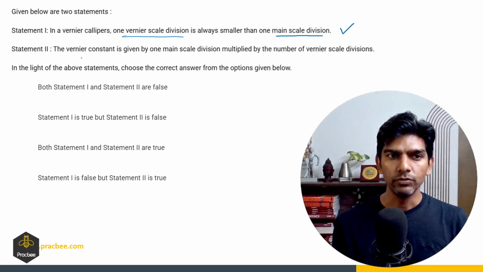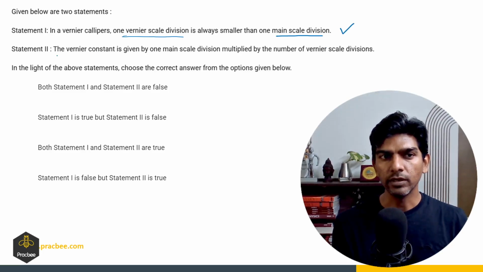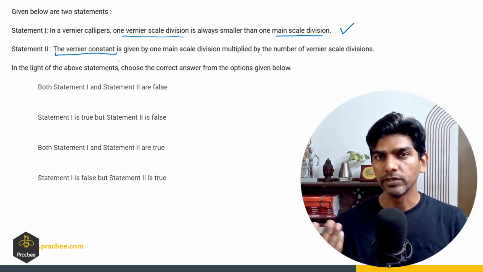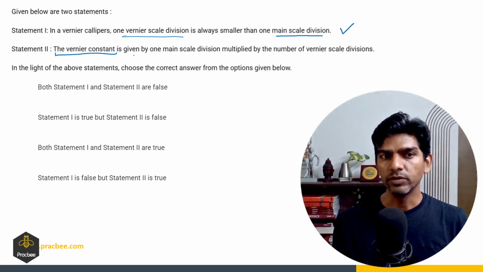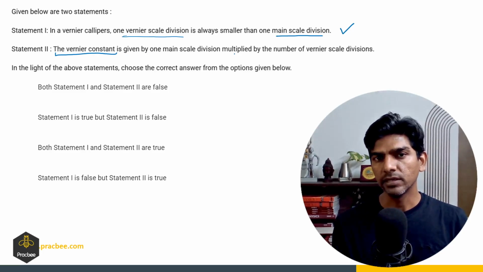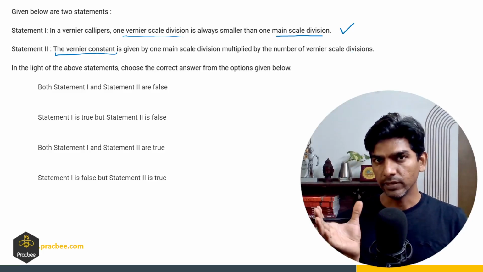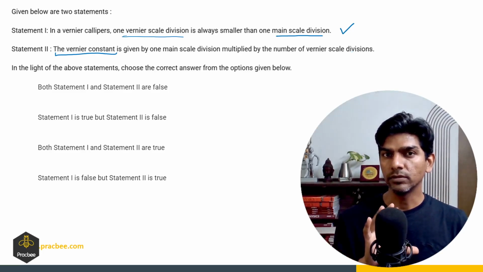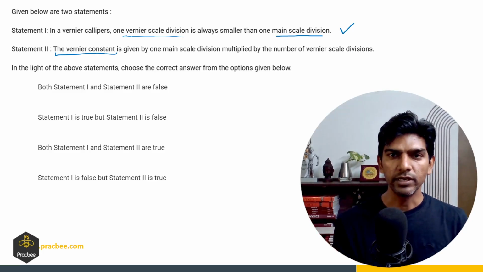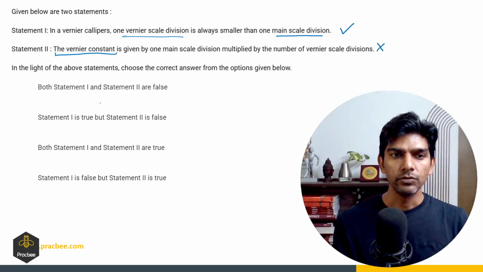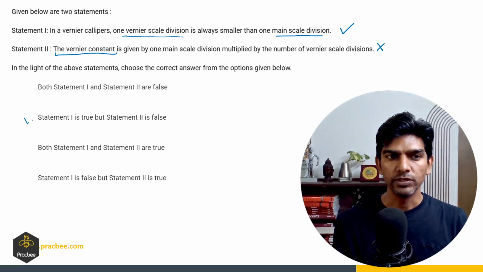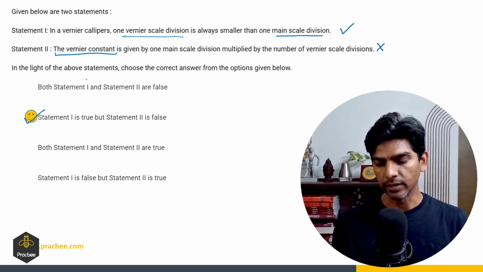Look at statement 2. The Vernier constant is nothing but the least count of the instrument. So the Vernier constant of the Vernier caliper is given by one main scale division multiplied by the number of Vernier scale divisions. We know that the least count is given as the difference of the main scale division and the Vernier scale division. So statement 2 is false. So statement 1 is true, statement 2 is false, so option 2 is the right answer.